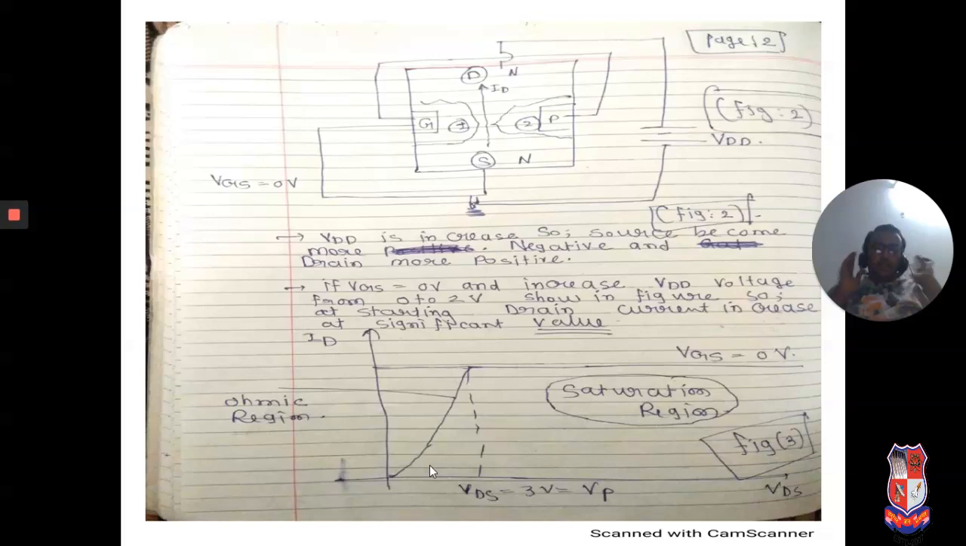VDS equal to 0 volt. Starting at VDS equal to 0 volt, if you increase the VDS, then the drain current equals a constant. Drain current equal to constant. So it is the characteristics of the N-channel JFET.